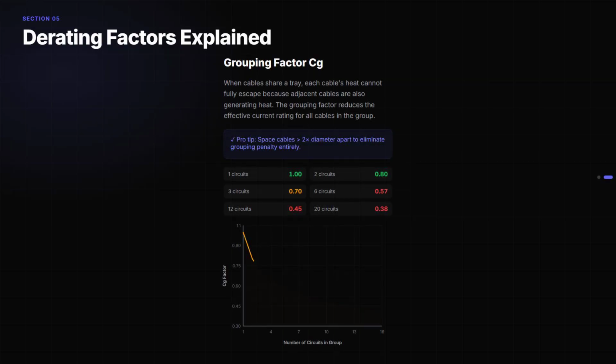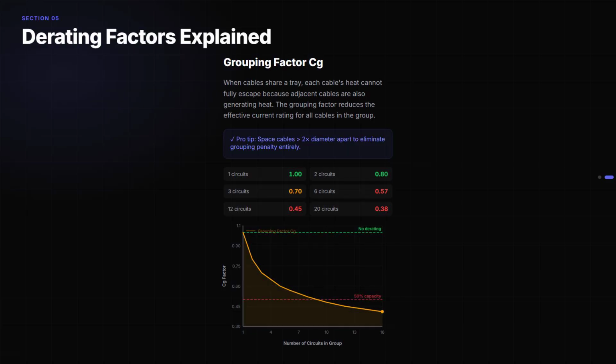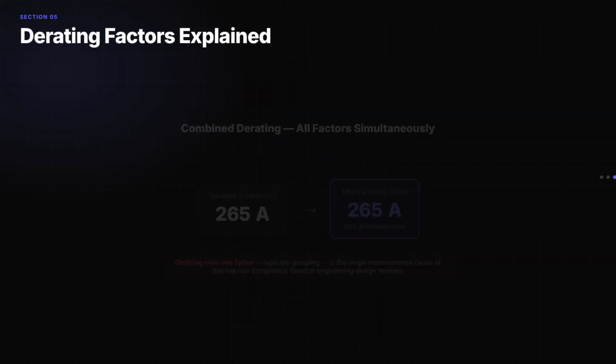The formula is CA equals the square root of the insulation's maximum temperature minus the actual ambient temperature, divided by the insulation's maximum temperature minus the reference temperature. For an XLPE cable at 45 degrees ambient, CA is 0.87, meaning the cable's effective rating is 87% of its tabulated value. The second factor is CG, the grouping correction.